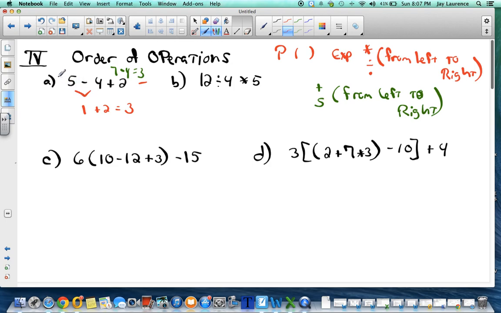But again, I like to think of how many positives I have, how many negatives I have, and then I combine them. Here we have 12 divided by 4 times 5. The P word might mislead somebody to think to do 4 times 5 first. That's why I don't use it. I'm going to go left to right. 12 divided by 4 is 3, and 3 times 5 is 15.